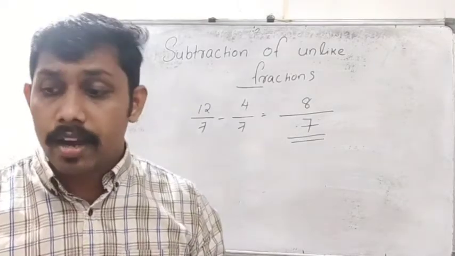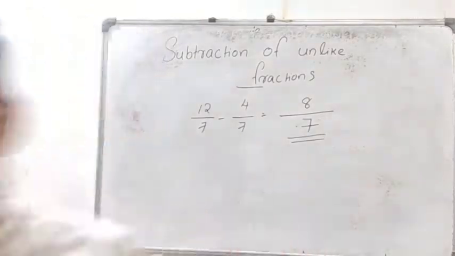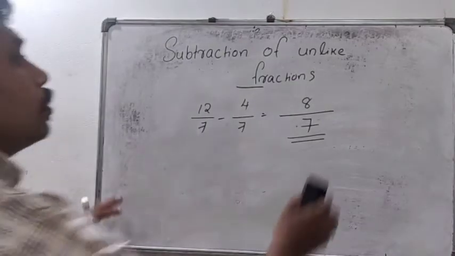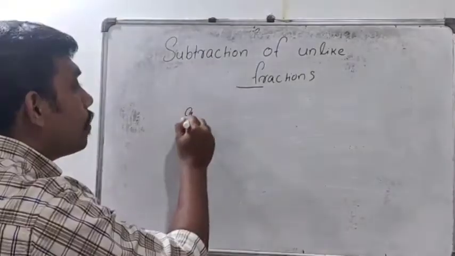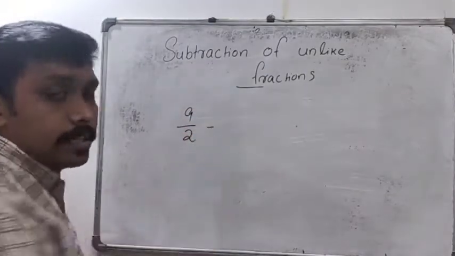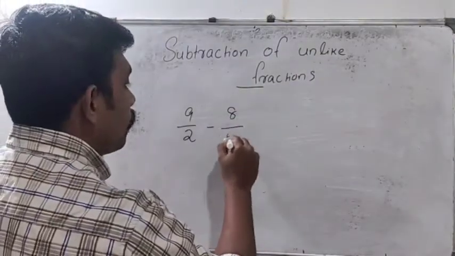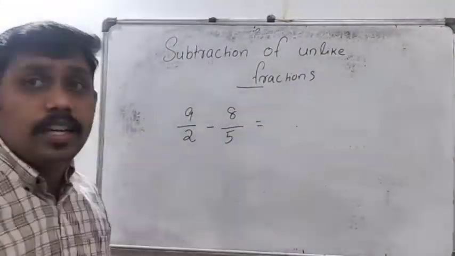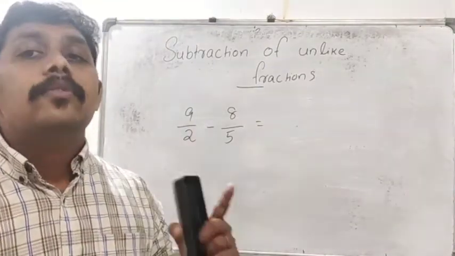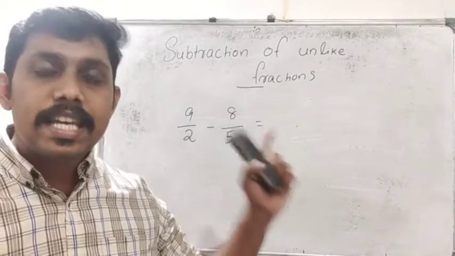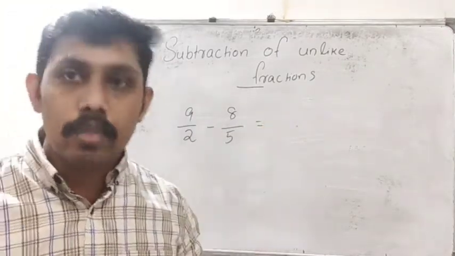Now in this section we need to study how to subtract unlike fractions. So what do we mean by unlike fractions? Unlike fractions means the denominators are different. So here we have one question, that is 9 by 2 minus 8 by 5. Look at here. The denominators are different. So what will we do? We will first equalize the denominators, which means we make these fractions into equal fractions.